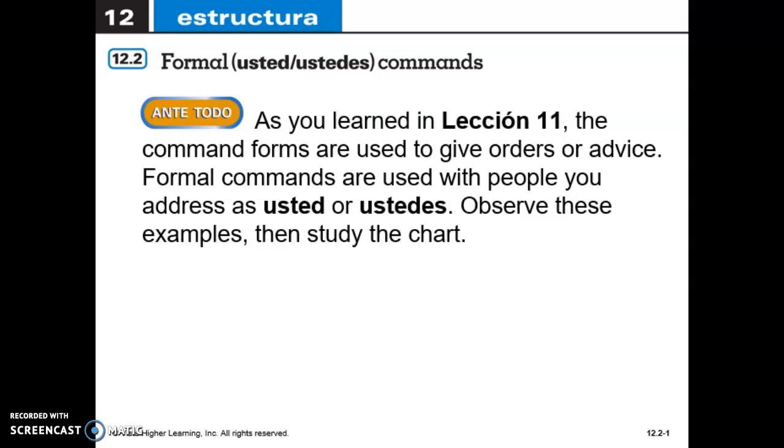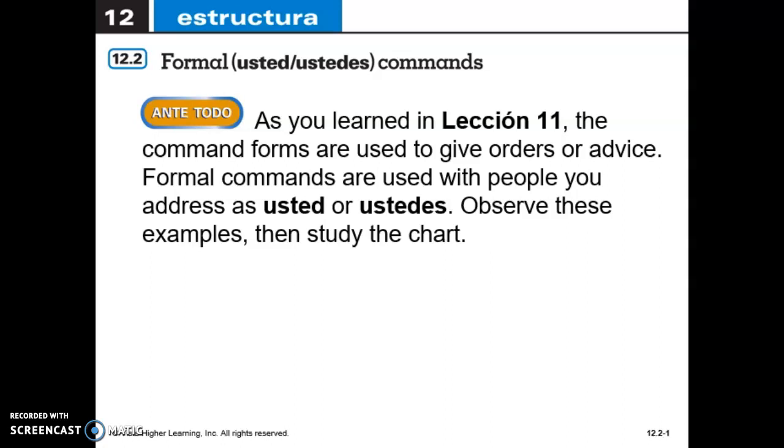So first of all, I would like to review or recap a little bit with you guys because I want you to establish this relationship between English and Spanish. In English, whenever we want to give a command, it usually doesn't have many changes in the way that we structure the statement. I mean the phrase. But in Spanish, we do have to make some changes.